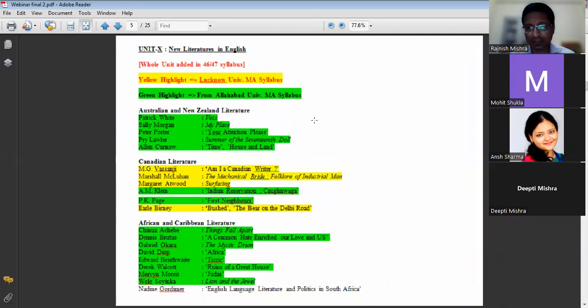Okay, Ansh Sharma ma'am, is this analysis sounding okay to you? Yeah, I know for sure that teachers from Lucknow University have been part.